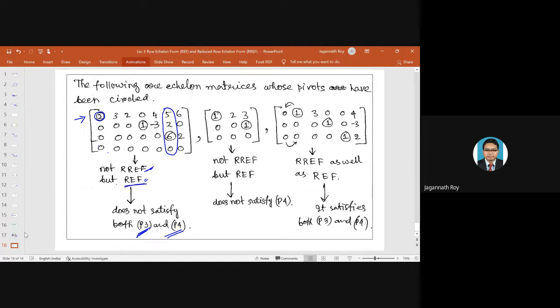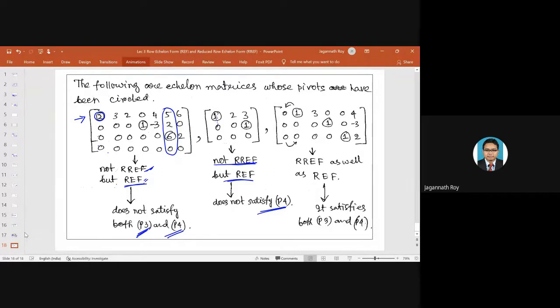How about this one, the second example? It satisfies P3, that the leading non-zero entry is 1. Okay, this 1. But it is not satisfying P4. Except 1, there should not be any non-zero entry, but 3 is here. So it is not satisfying P4. So it is not RREF. It is only REF. How about this one?